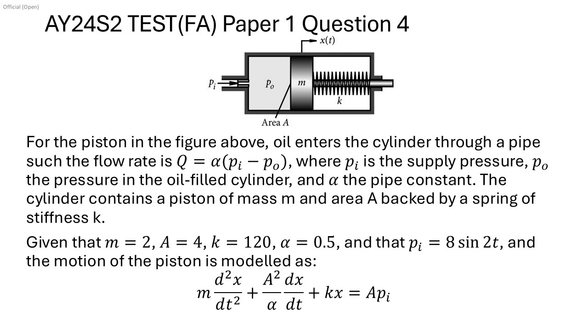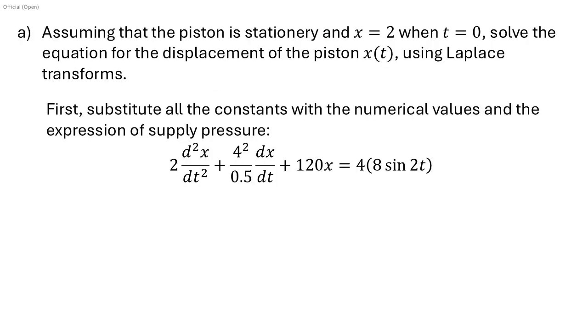AY24S2 Test, FA, Paper 1 Question 4. This question models the motion of a piston in the x direction, with second-order differential equation. It is required to solve for x of t, describing the position of the piston, from the differential equation, using Laplace transform. First, substitute all the constants with numerical values and the expression of supply pressure, in the differential equation.